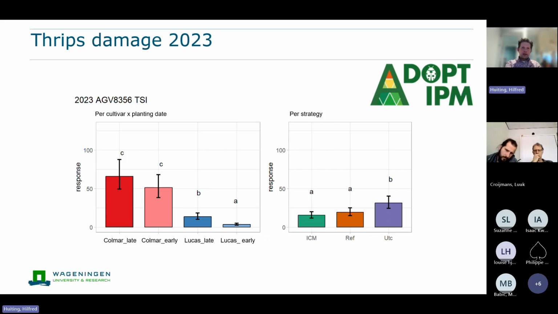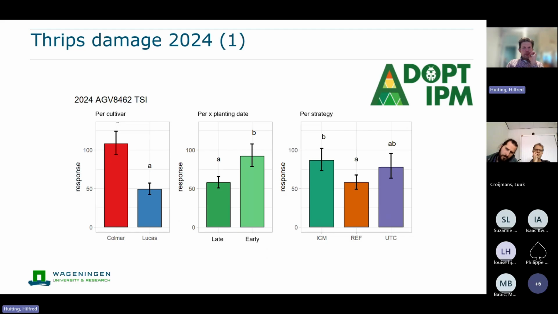But the assumption that later planting would also lead to less damage by thrips was not visible. Strikingly, I could say. So that's the left graph, and on the right you see the treatment effect. So we saw that, let's say, spraying helped, and that should not come as a surprise.